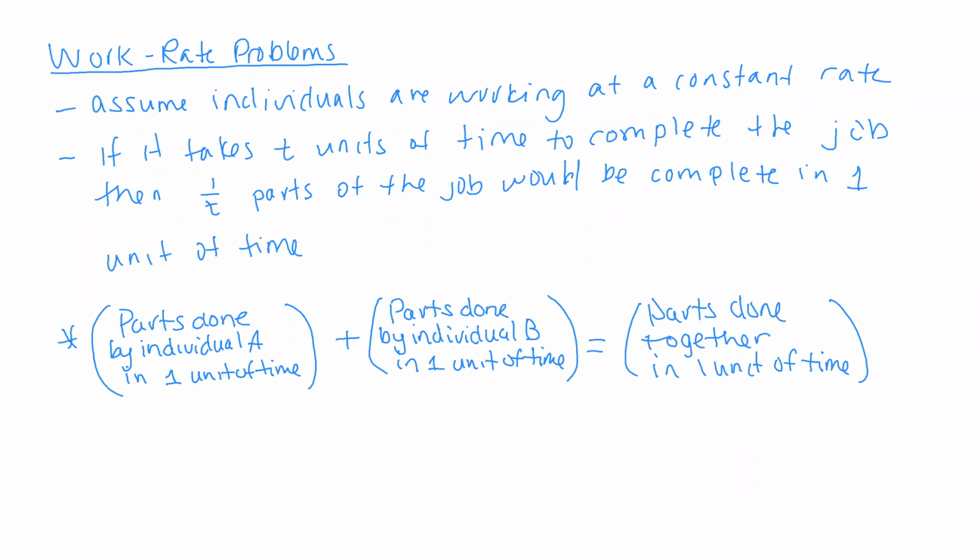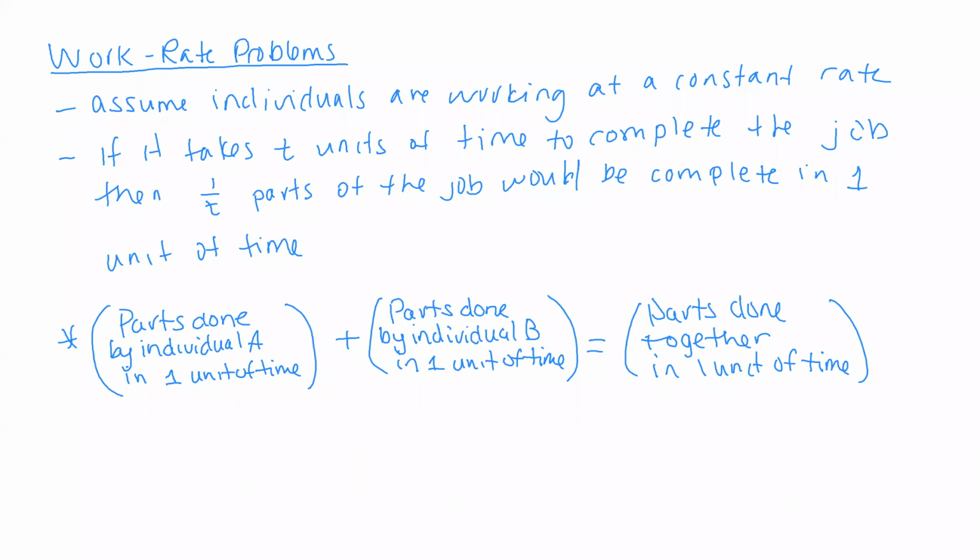So within these problems, what you're going to see is 2 individuals or 2 machines doing the same job. So what we do is we figure out the parts done by individual or machine A in 1 unit of time. We figure out the parts done by individual or machine B in 1 unit of time. And then we know or figure out how much time it would take working together, the machines or the people. And we figure out the parts done together in 1 unit of time.